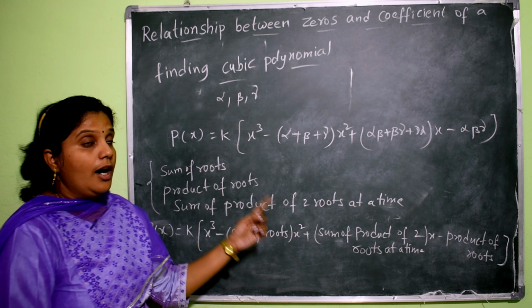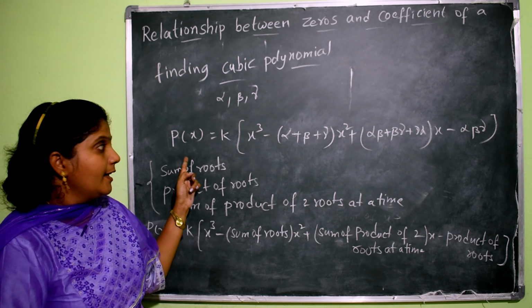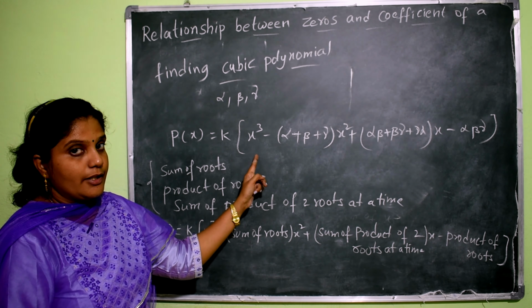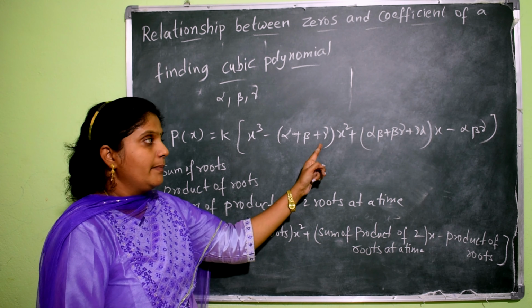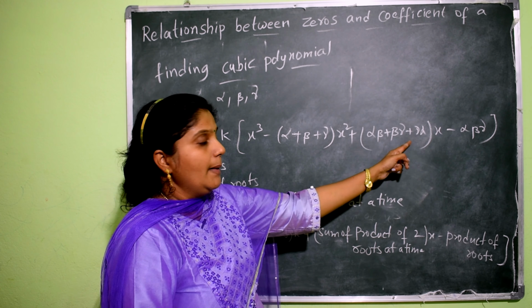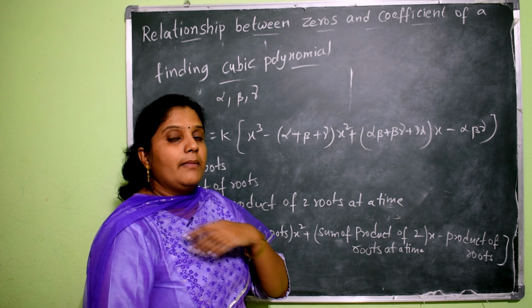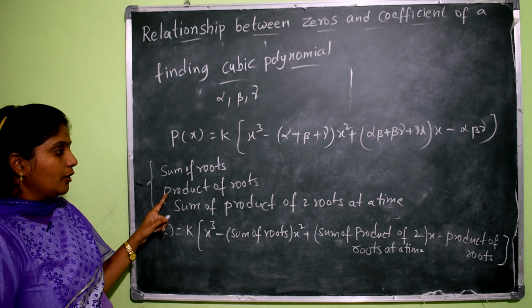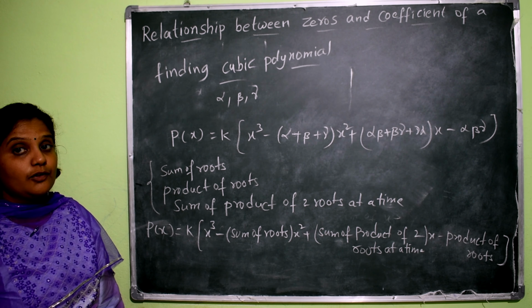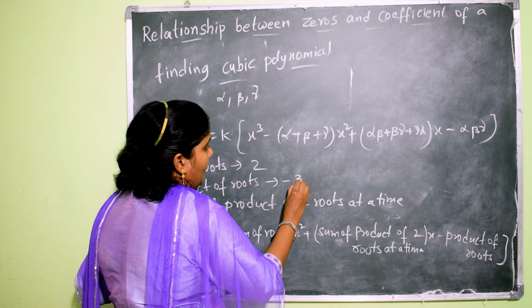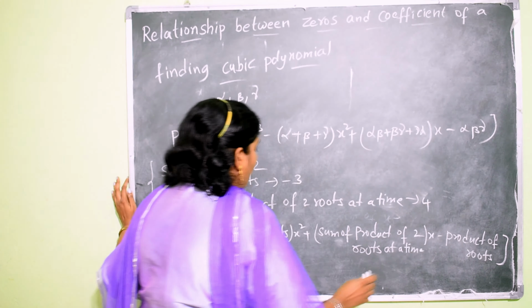So if we know alpha, beta, gamma, we can find the cubic polynomial as p of x is equal to k into x cube minus alpha plus beta plus gamma into x square plus alpha beta plus beta gamma plus gamma alpha into x minus alpha beta gamma. Otherwise, if the sum of the roots, product of the roots, and sum of product of two roots taken at a time are given, like 2, minus 3, 4, then how can we do it?